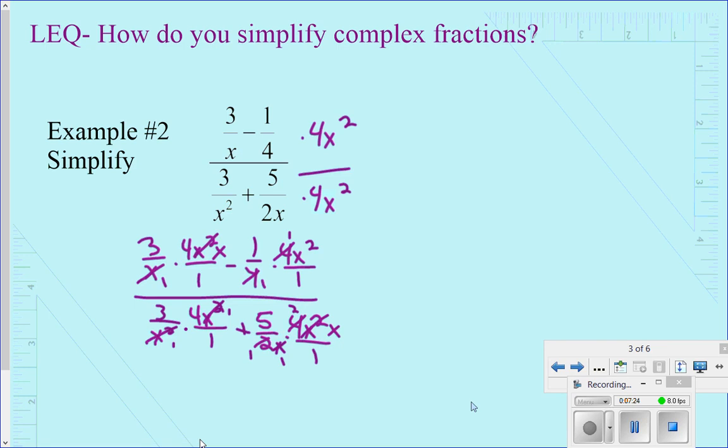So now that I've done that, I'm ready to simplify here. I have 3 times 4 times x, which is 12x. I have a minus sign. I have 1 times x squared, which is just x squared, over 3 times 4 times 1, which is 12, plus sign, 5 times 2 times x, which is 10x. Again, at this point, you should no longer have fractions, just the one large fraction, but not fractions within fractions.